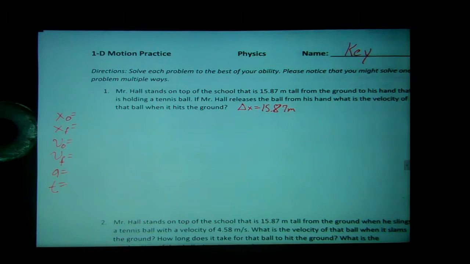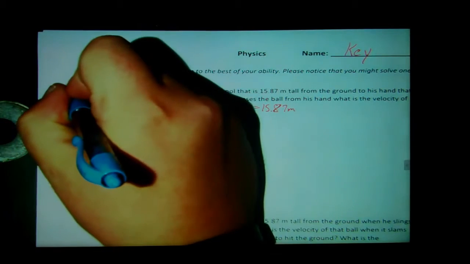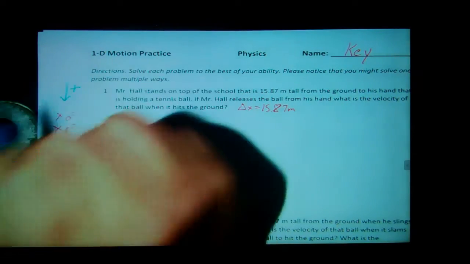So in this case, we have to start setting our scenario. What is happening? Think about what's taking place here. The first thing we have going on is we are literally taking a ball and dropping it. So everything is happening in the down direction. In that case, this is what I'm going to do, is set down as positive.